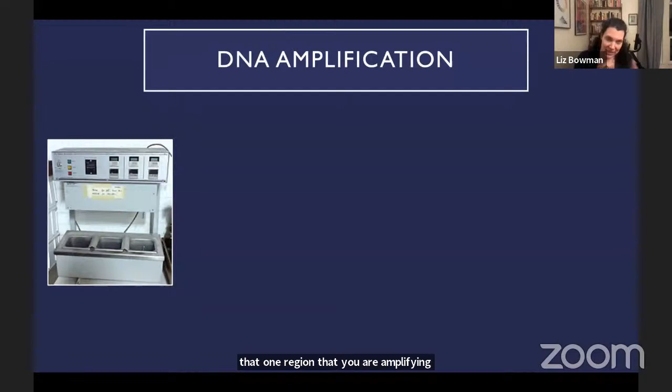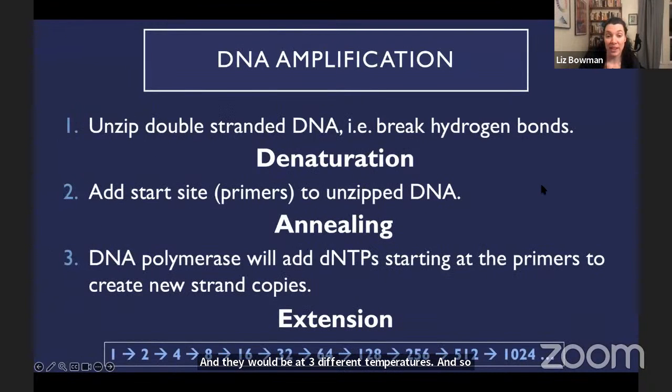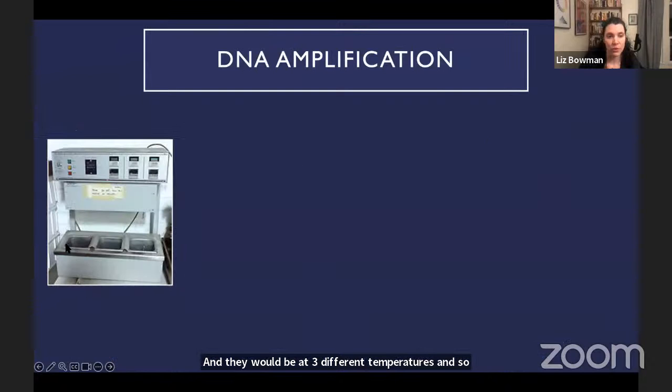So after you amplify your DNA on the thermocycler, run PCR, you have to sequence it. So old thermocyclers used to look like this. You would have these 3 water baths, and they would be at 3 different temperatures. Each bath would be doing one of these steps. So this first one would be at one temperature, and this would be doing denaturation, so unzipping the DNA.